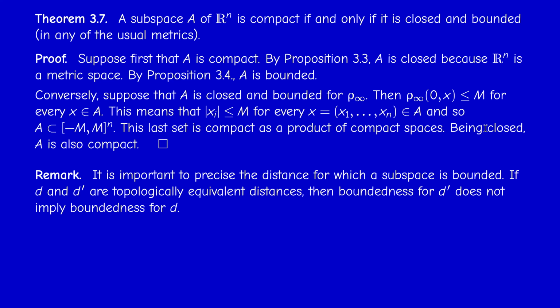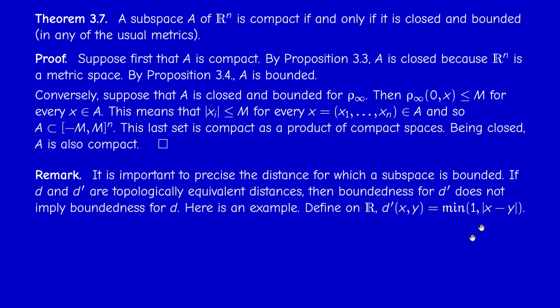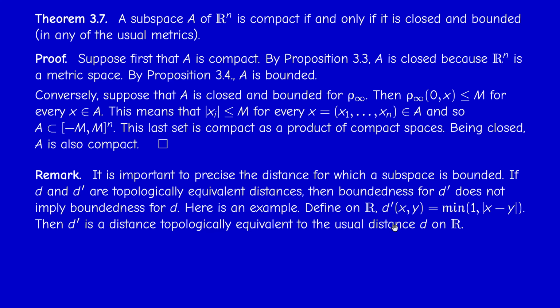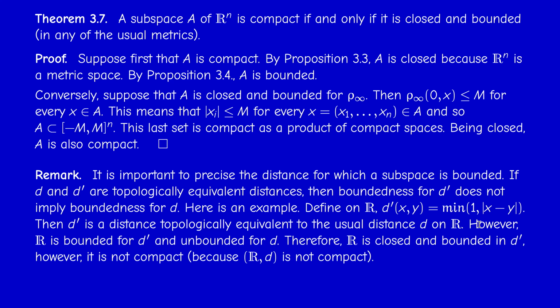For example, take the usual distance d on R, and take d prime to be the minimum between 1 and the usual distance. We know that this is a distance and it's topologically equivalent to the usual distance. However, R is unbounded for d, the usual distance, but it's bounded for d prime because d prime is always less or equal than 1. So R is closed and bounded for d prime, but it's not compact for d prime because it's not compact for d.